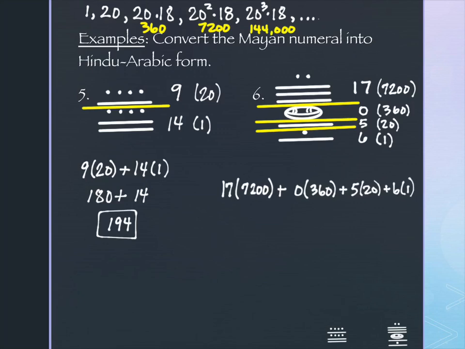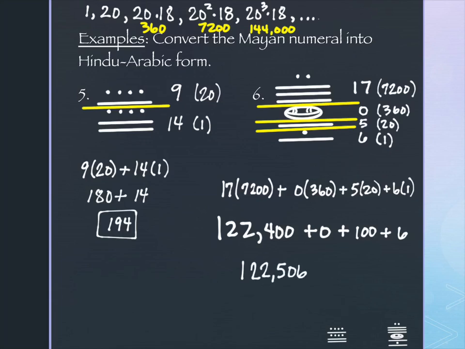All right, what is 17 times 7,200? Is it 122,400? It is. Good job. The next one's a 0. Then I need 5 times 20, which is 100. And then I have my 6 on the end. So 122,400 plus 0 plus 100 plus 6 gives me 122,506. Yes, it does.